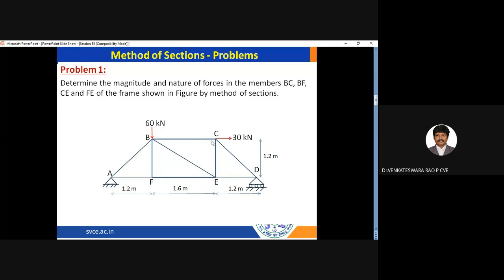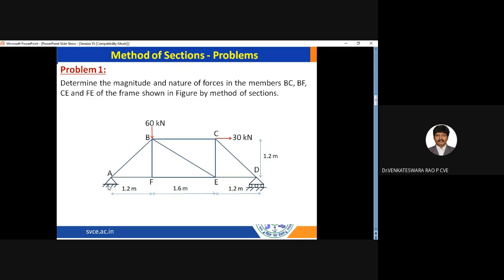Joint C has CB, CE, CD, and one known force. So three unknowns and one known. There are a total of four forces, and three are unknown. So it is not at all possible to solve this with the method of joints directly by taking either joint B, joint C, joint E, or joint F. Before doing any of the joints B, C, E, F, we need to start with joint A. Of course, we have to calculate support reactions first. That is also wasting time.